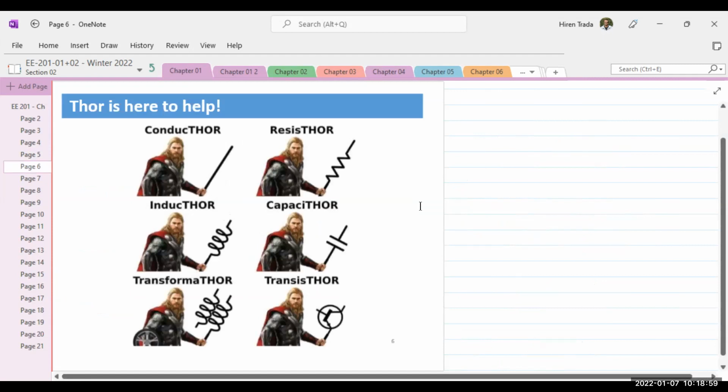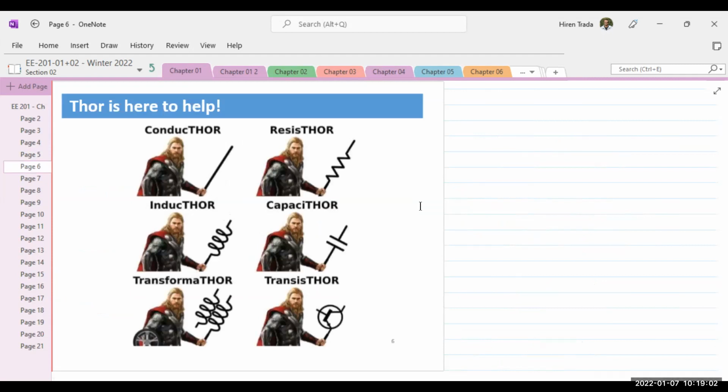Okay, so Thor is here to help us. Well, not really. It's just a meme that I really like. It's been popular. I don't have any story about it, but I always like to include it.